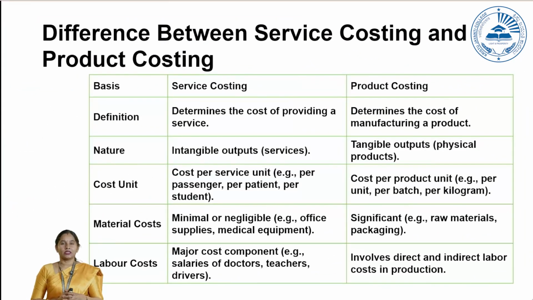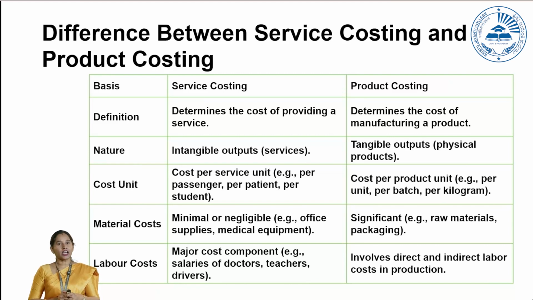Now, the last topic in this lecture, a difference between service costing and product costing. First, service costing. Under service costing, it determines the cost of providing a service. In product costing, it will help the manufacturing industry to determine the cost of a product. Nature: service costing deals with intangible services, but product costing deals with tangible outputs.